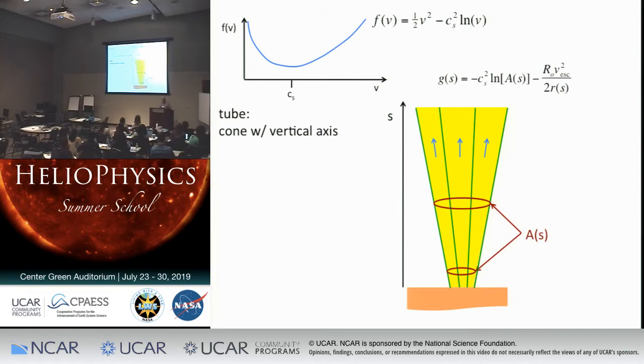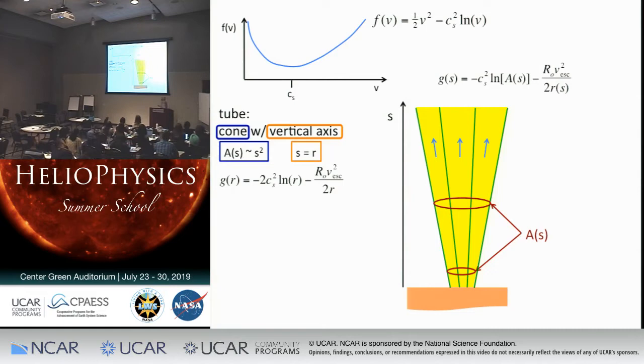The next thing is we need to work out the geometry. For that, the simplest thing is, rather than that cool-looking bell, trumpet-shaped curve, I'm going to give you a cone. So the cross-sectional area will go inversely with radius, and the gravitational potential will go inversely as radius squared, and so it goes as radius. So S is essentially R, and we can work out this other function, which is also a logarithm and inverse of R. Most importantly, let's graph it.